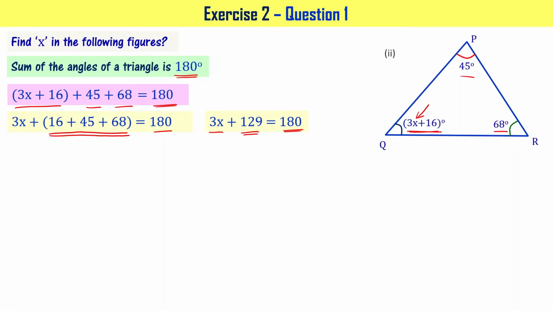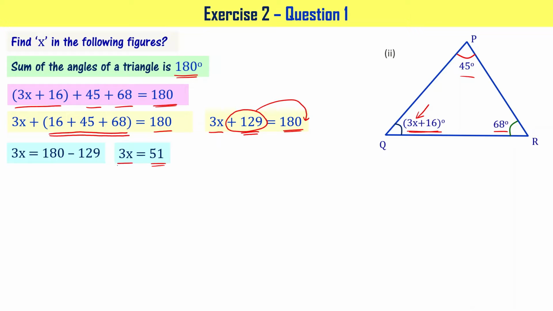Now this is a linear equation in one variable. I want to transpose this one onto the other side. Plus 129 becomes minus 129, right? When you take it onto the other side. Now let me write that. 3x equal to 180 minus 129, right? That can be written as 3x equal to 51.